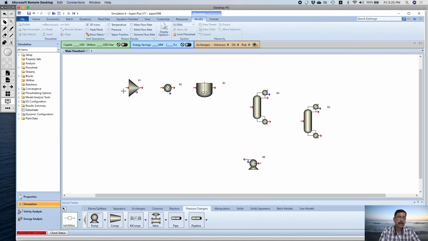So the red things are required. Without them, nothing can happen. The simulation requires 1 or more material stream. So this is the fresh feed. It is connected with the extensive of product.